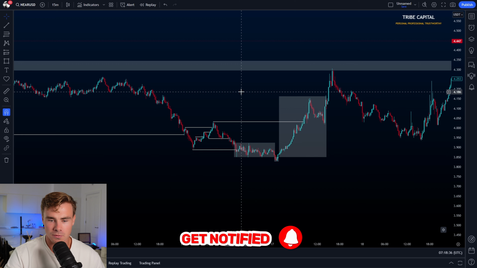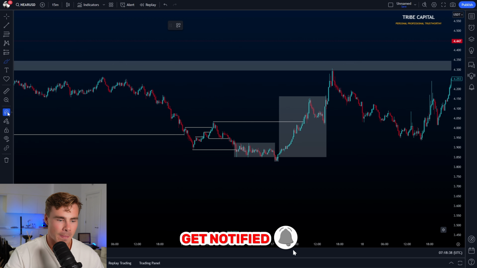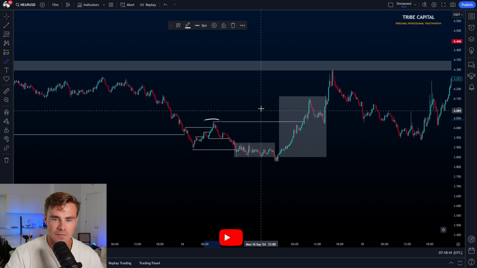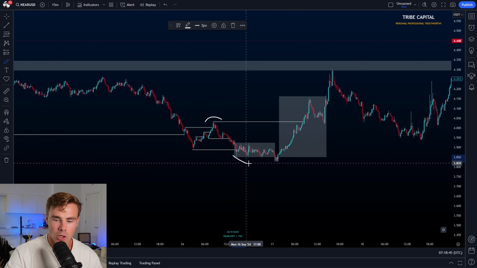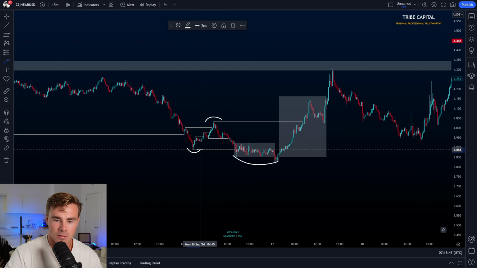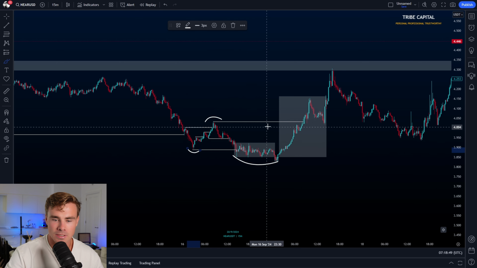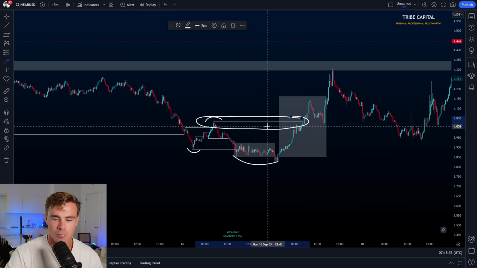Why was this a valid break of structure? Because the high over here that we break through is a significant high to break. How so? Because the high over here brings us to a lower low over here compared to this low that brought us to that high, and therefore this over here was a valid break of structure.